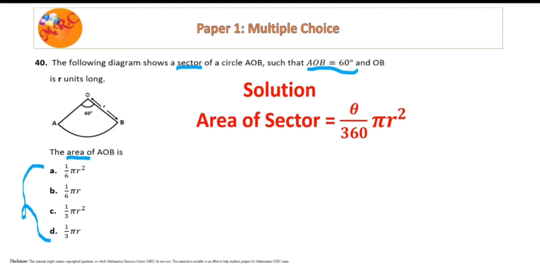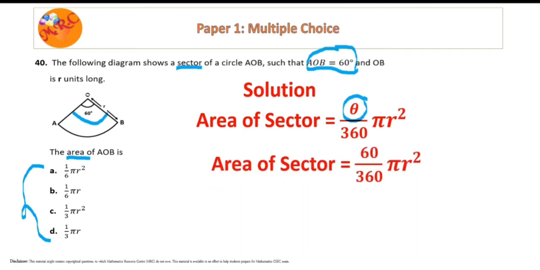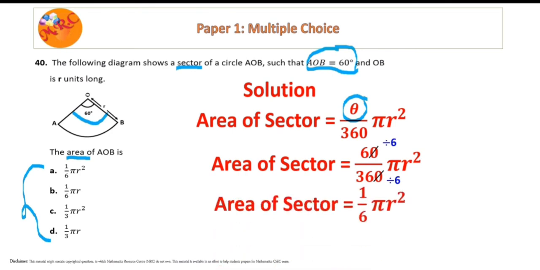So what's the value of theta? As mentioned up here, the angle that's right here is 60 degrees. So I'm going to fill it in for the theta right here. That is going to be 60 divided by 360. Now can I simplify? Yes, I can. So 0 cancels 0. I have 6 divided by 36. So I can divide 36 by 6 and also divide 6 by 6. 6 divided by 6 is 1 and 36 divided by 6 is 6, so we get 1/6.